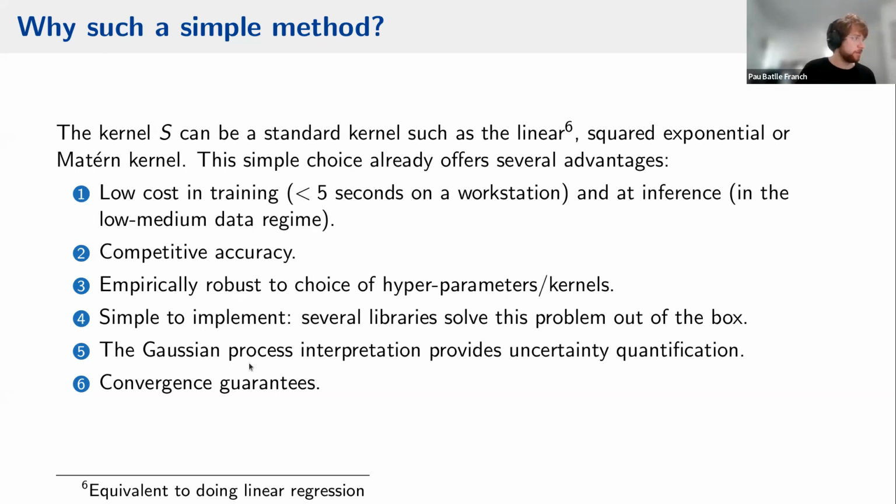We also observe competitive accuracy, and we observe that it's empirically robust to the choice of hyperparameters. The hyperparameters were tuned to just one significant digit, and further tuning didn't really affect performance, meaning that it was not necessary to spend a lot of time on hyperparameter tuning, which is good for benchmarking purposes. We can use several software libraries to implement this, for example scikit-learn or JAX. And we also have uncertainty quantification and convergence guarantees, which I'm going to talk about later.